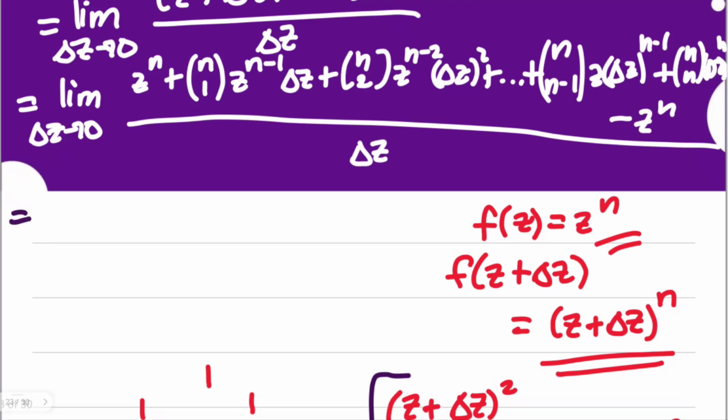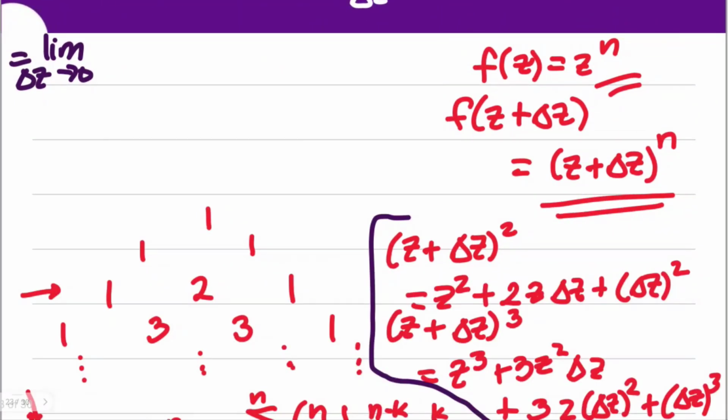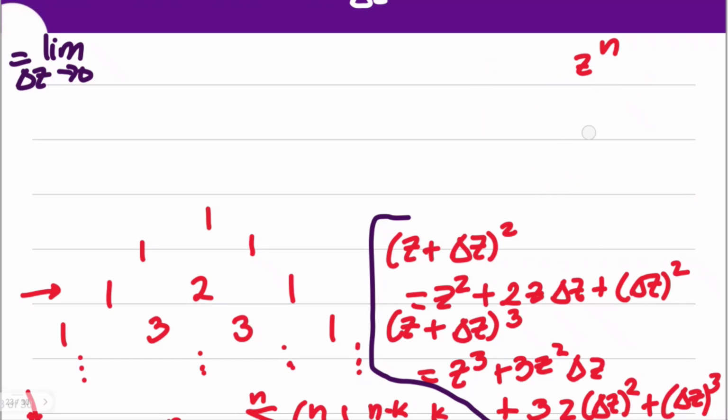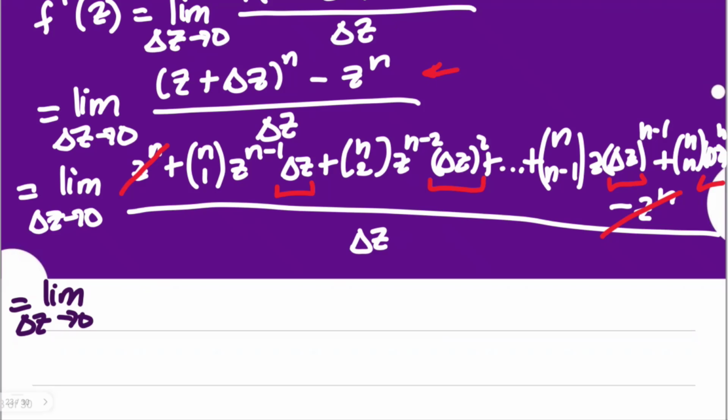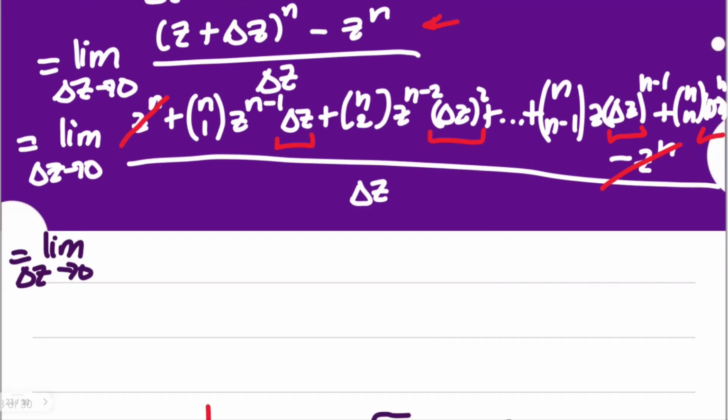We are all going towards our goal. So we will have here the limit as delta z approaches 0. Take note of this. This is to be removed with that. z to the power of n minus z to the power of n here. And allow me to factor all these delta z's here, because the goal is to cancel that, right? So when we factor delta z, allow me to remove this.